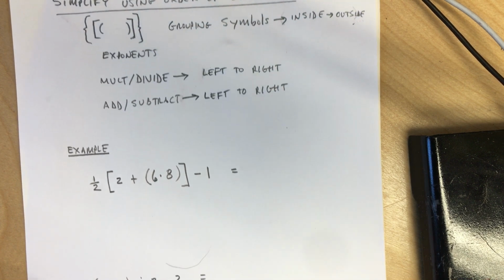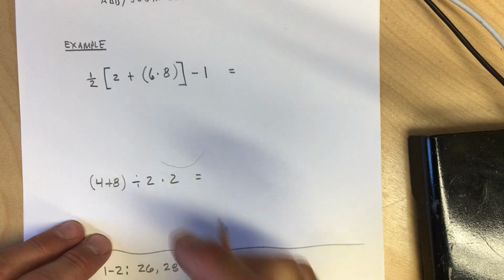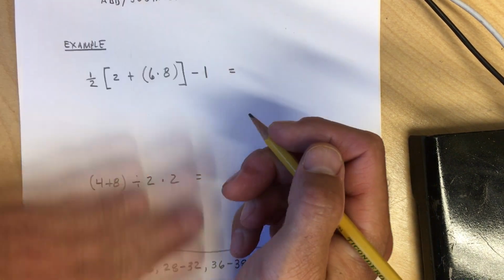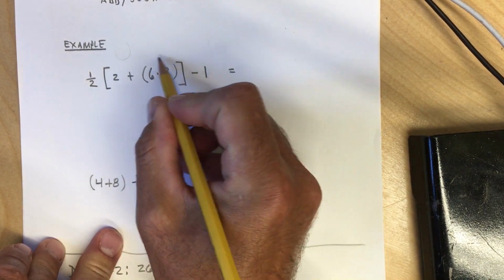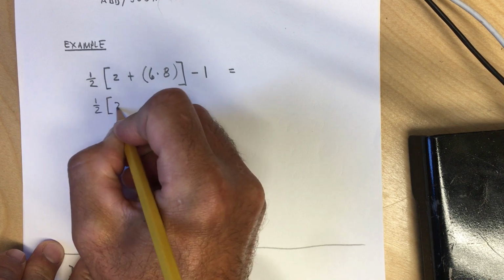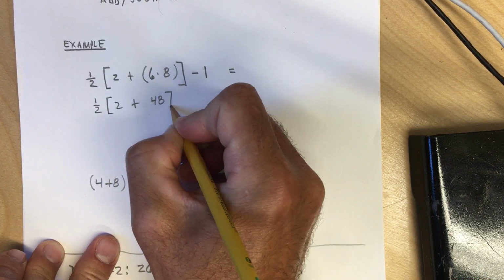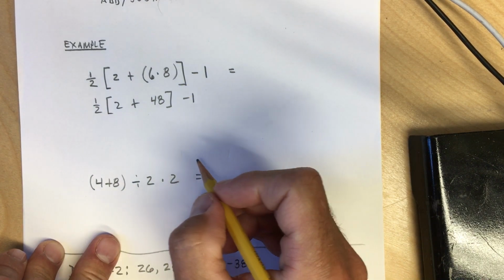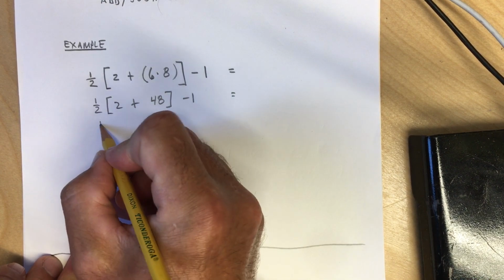All right, so for example, let's do these two problems. So the first thing we want to look at on this one is the grouping symbols, and we want to work inside to outside. So this is the inside, we're going to do that first. So we could rewrite this expression as 48. Then we're going to do the next set of grouping symbols.